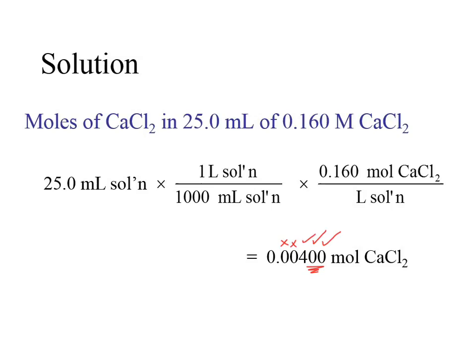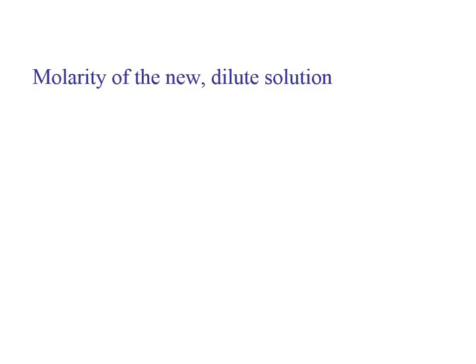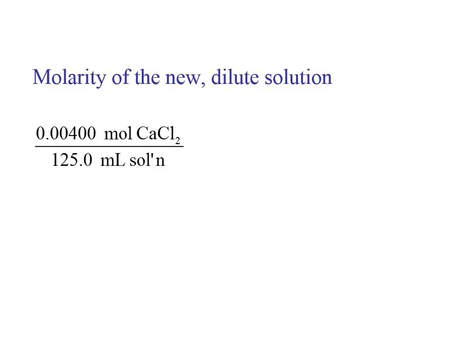Don't blow them off. So now we're ready for part 2, which is to take those moles and divide it by your dilution volume. So we take the 0.00400 moles CaCl2 and divide it by 125.0 milliliters. Now, will that give us molarity? Not quite. What else do we need to do? Milliliters to liters. Yep, milliliters to liters.